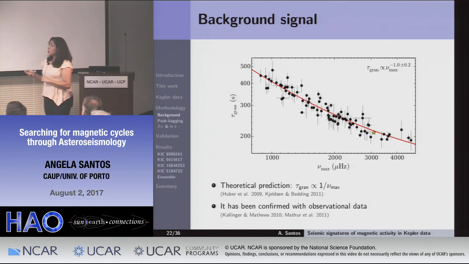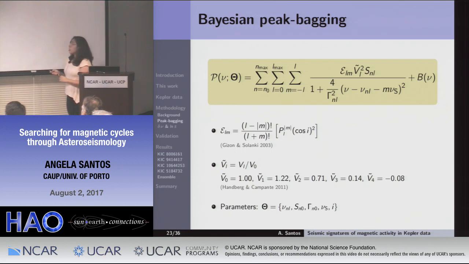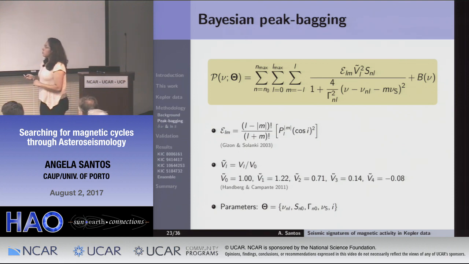And these are our results. So these further confirm that our models for the background are reasonable. The models for the background are now fixed for each subseries of each star, and we start the peak-bagging analysis.